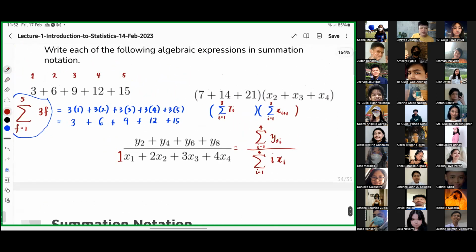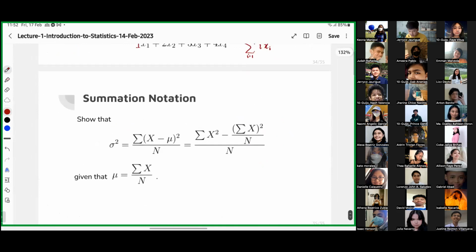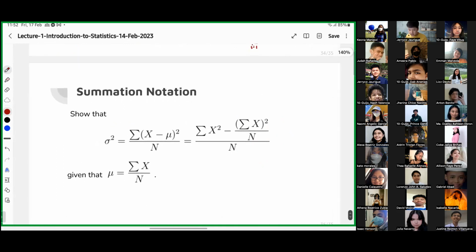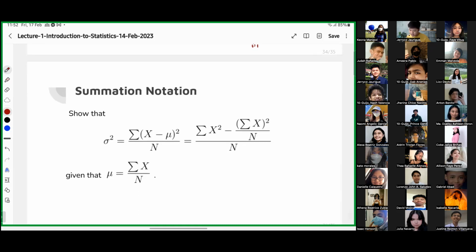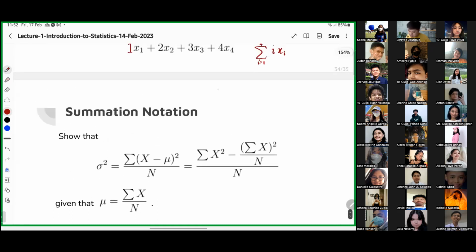Alright, do you have any question? Since we don't have time, 8 minutes na lang. Ito. So let this be a challenge question for everyone. I want you to apply all the summation, tawag na parang law or properties na na-discover natin. So, ano yung first property na na-discover natin?